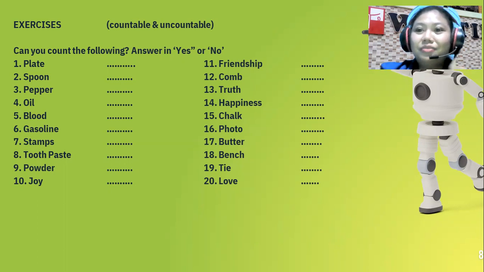Because there's a medium. For example, I can count a bottle of oil. You do not count the oil, but you count the bottle, which the oil fills inside. So it's not countable: blood, gasoline, stamp, toothpaste, powder, joy, and so on. After you have differentiated them, think of yes or no for number 1 to 20.